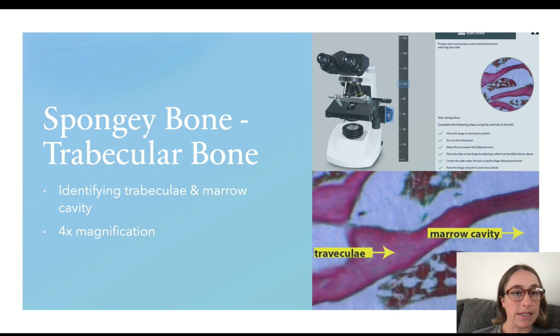Then next I did the spongy bone, which is in the trabecular bone. I took the same steps for the virtual microscope, but this time I only went to 4 times magnification to identify the trabeculae and marrow cavity.